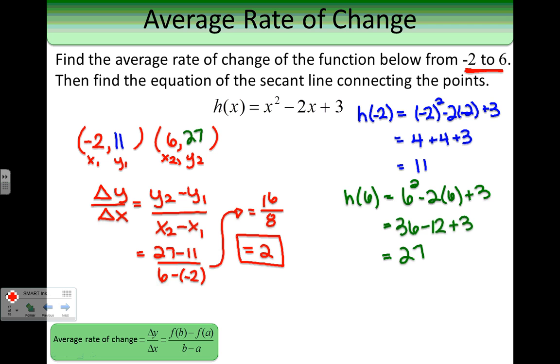Remember, that is the slope of the secant line. The secant line is just the line we drew between those 2 points, and we found the slope of it. That is the average rate of change. I know you guys all know how to find an equation once you're given the slope, so we're not going to go through that right now. But just keep in mind, average rate of change is just the slope of the line that we drew between those 2 points. So we got 2.